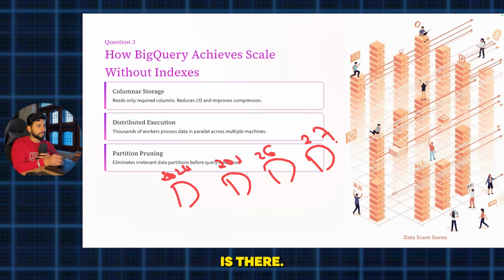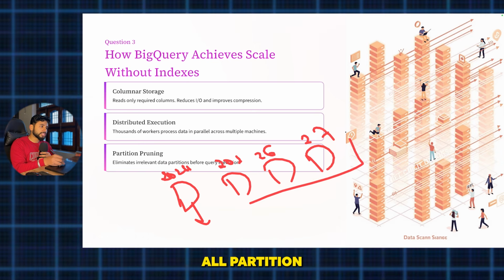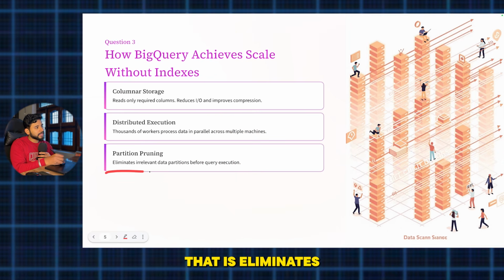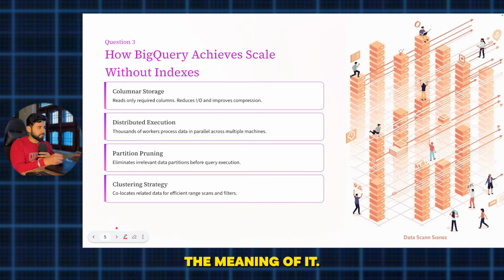These kind of data is there. So suppose I want the data only for 2024. I will only refer to this partition, and the rest of the partitions will be ignored. They will not be considered. So that is called partition pruning. We are ignoring those partitions, which eliminates irrelevant data partitions before query execution. That is the meaning of it.